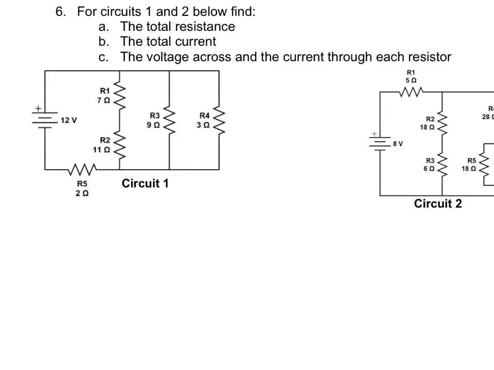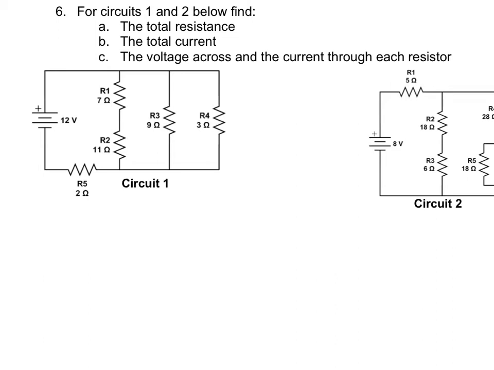All right, for this last one, we're doing a full circuit analysis here, trying to find 3 things. We're trying to find the total resistance, total current, and then voltage and current through each resistor. So we're going to do what we've done in the past, breaking this circuit down one step at a time here, looking for simple combinations until we reduce it, and then we'll build it back up, finding those voltages and currents across each.